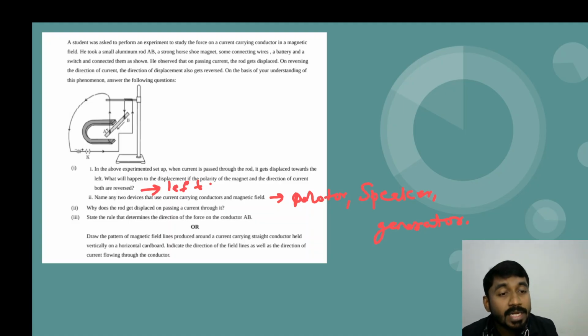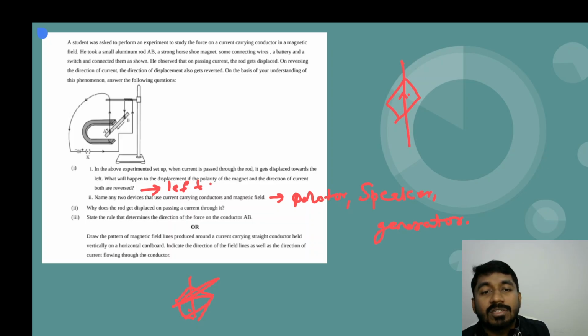State it like that. Draw the pattern of magnetic field lines produced around a current carrying straight conductor held vertically on a straight cardboard. It is there in the textbook itself. You can just draw something like this. I'm sorry, it's not like this. Okay, so just draw a straight conductor.